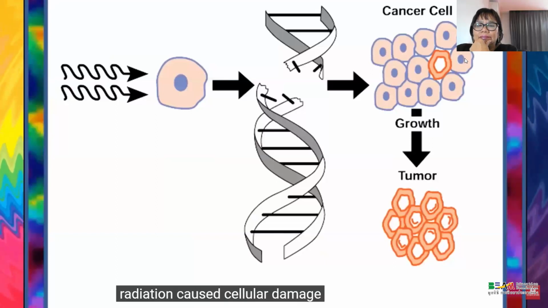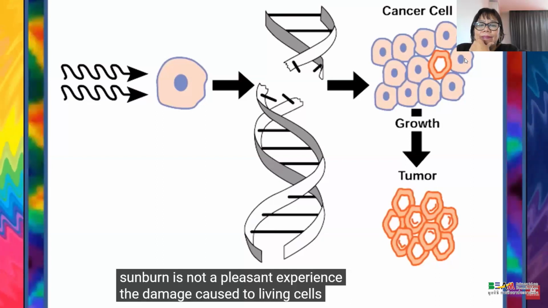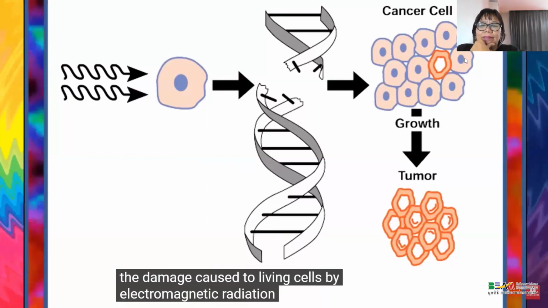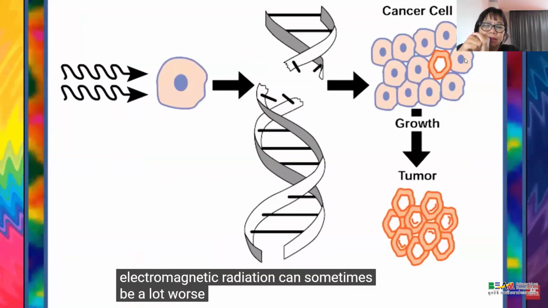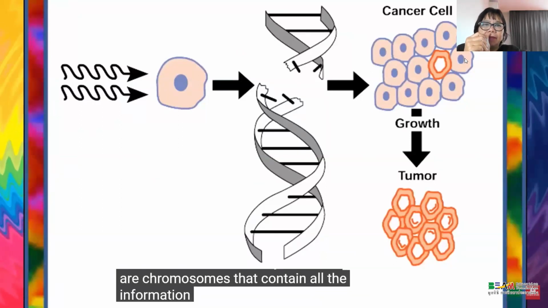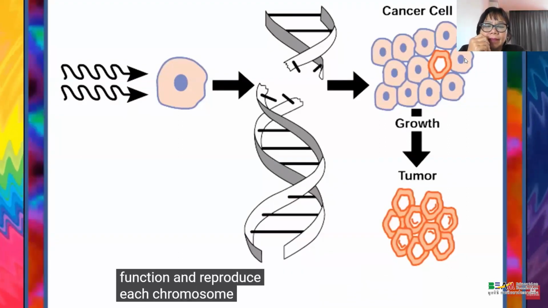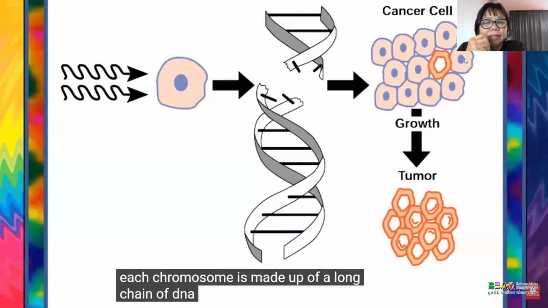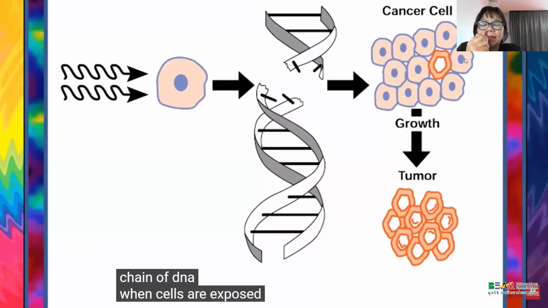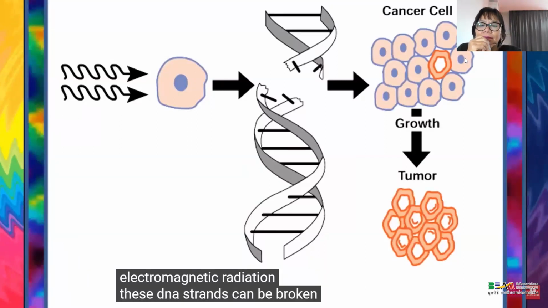Radiation caused cellular damage. While a sunburn is not a pleasant experience, the damage caused to living cells by electromagnetic radiation can sometimes be a lot worse. Inside every cell, there are chromosomes that contain all the information that tells your cells how to function and reproduce. Each chromosome is made up of a long chain of DNA. When cells are exposed to electromagnetic radiation, these DNA strands can be broken.